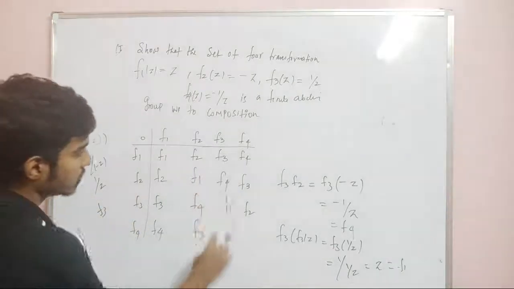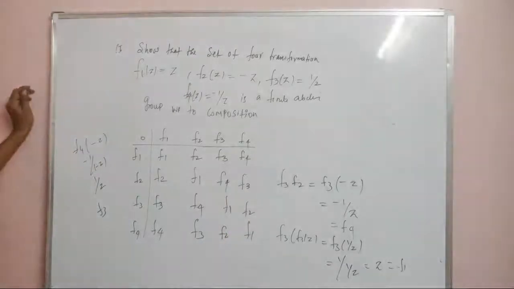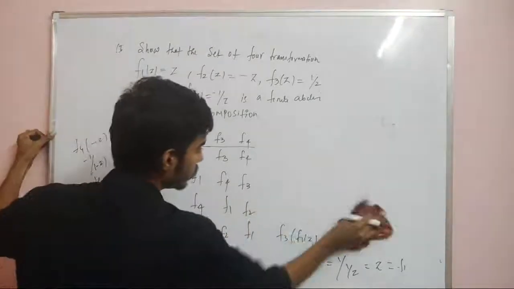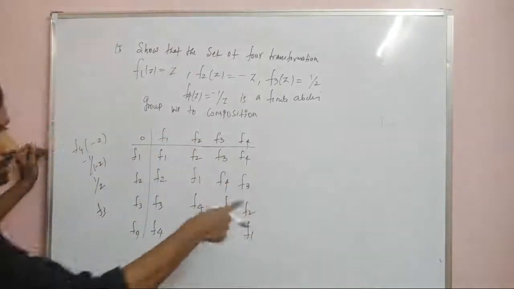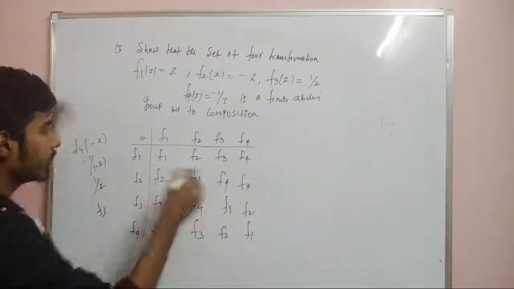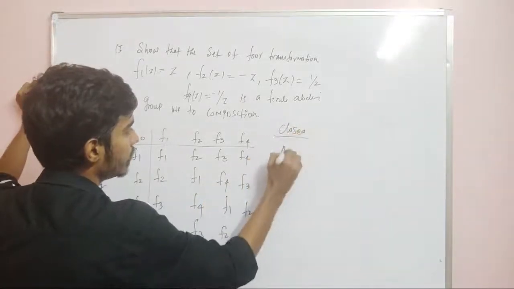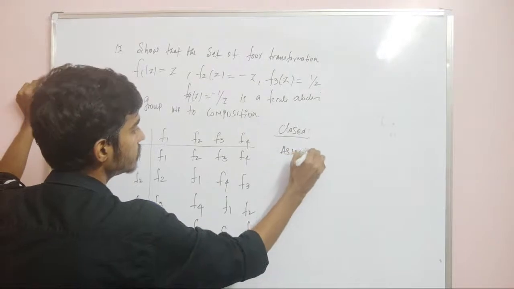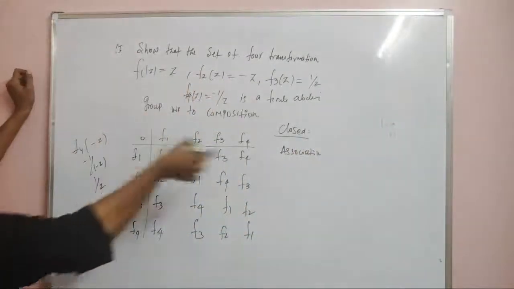Now we can see in this column f2 is missing, in this column f1 is missing. So this is our Cayley's table. And the important thing is you need to write all the calculations that I have erased. As you can see, it is closed, and it is also associative, because you can see every element in the Cayley's table belongs to the set. So therefore this will be closed.